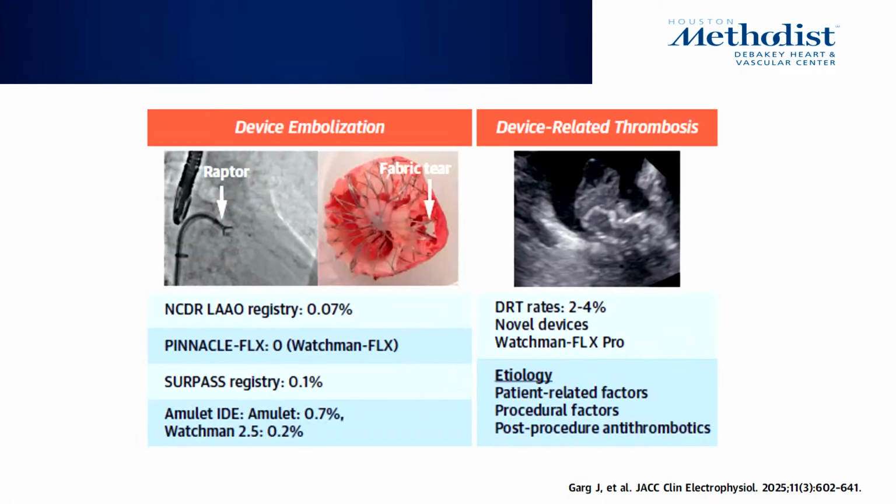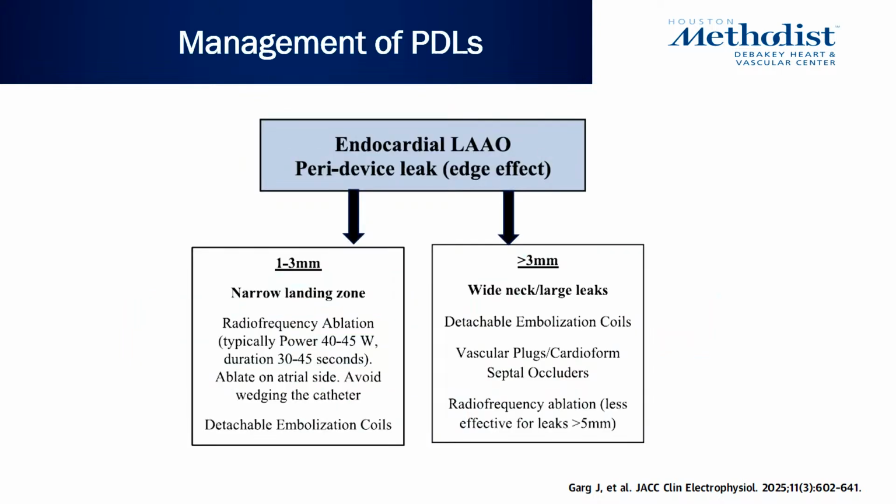So these complications, although uncommon, need to be understood. So device embolization, we talked about the importance of accurately sizing these devices. If you're undersizing the device, that's a risk of device embolization, but the incidence is pretty low, 0.07% in the NCDR LAAO registry, and in the different studies, pretty low. For device-related thrombi, it's about 2 to 4%, and the reason for these thrombi could be patient-related factors, or procedure factors, or post-procedural antithrombotic regimen. So different factors can contribute or lead to device-related thrombi.